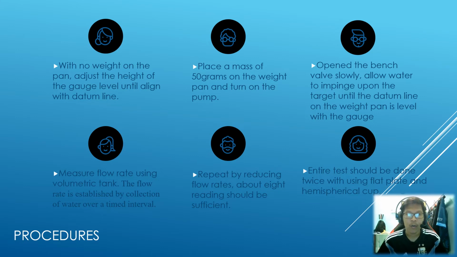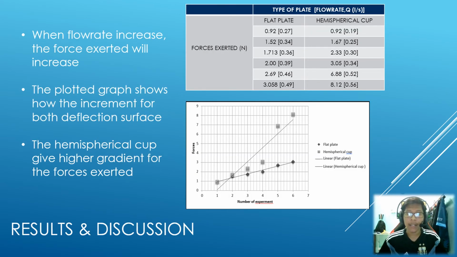Fourth, we measure the flow rate using a volumetric tank. The flow rate is then established by collection of water over a time interval. Fifth, we repeat the step by reducing the flow rates. About 8 readings should be sufficient for this experiment. And finally, the entire test should be done twice since we are using two different plates, which is the flat plate and the hemispherical cup. So next we look at the results and discussion.